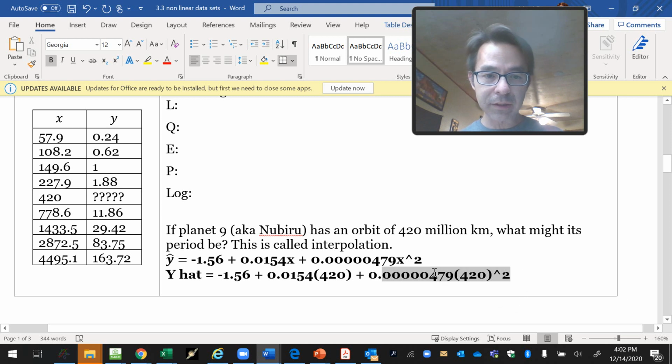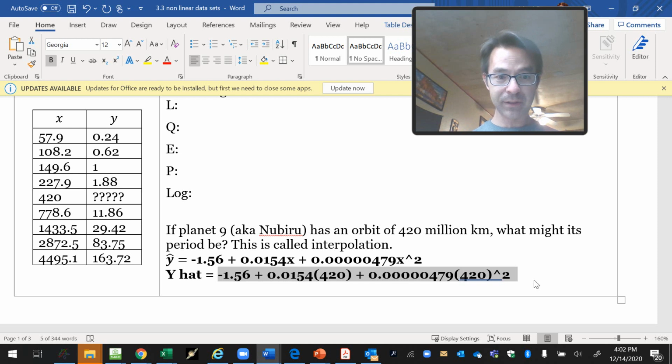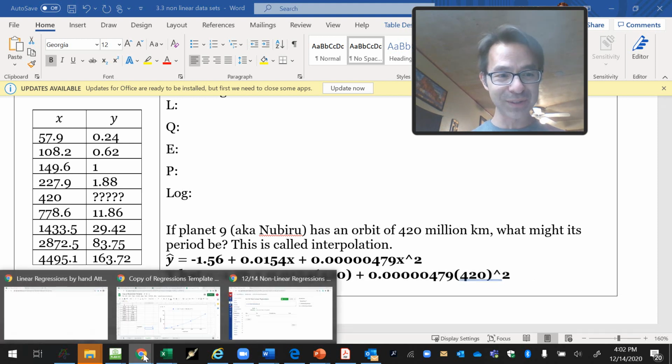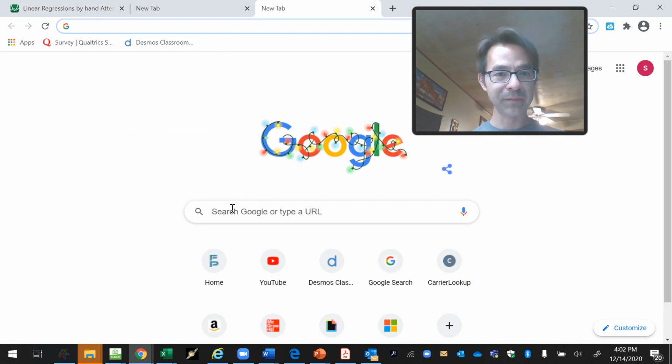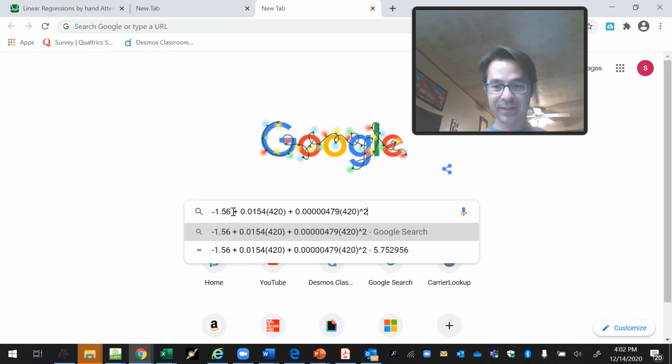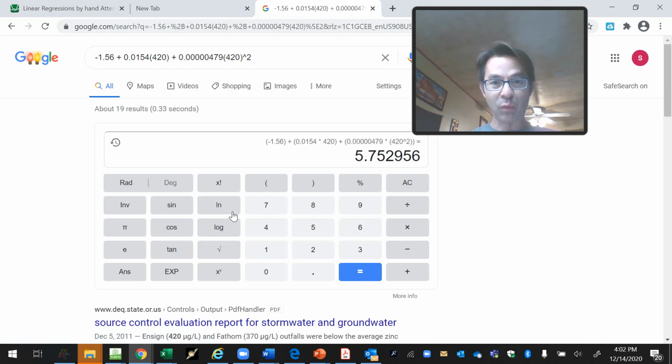And you plug this into some calculator. Travis, I think Travis used Google or Miko, I can't remember. Just plugged it into Google. I didn't know you could do that. So I'm going to copy and paste. I like to call this the Liz special. Control C. I'm going to go to Google and see if Google can do this for me. Wow, it did it for me. 5.75. 5.75. I can't believe it did it for me.